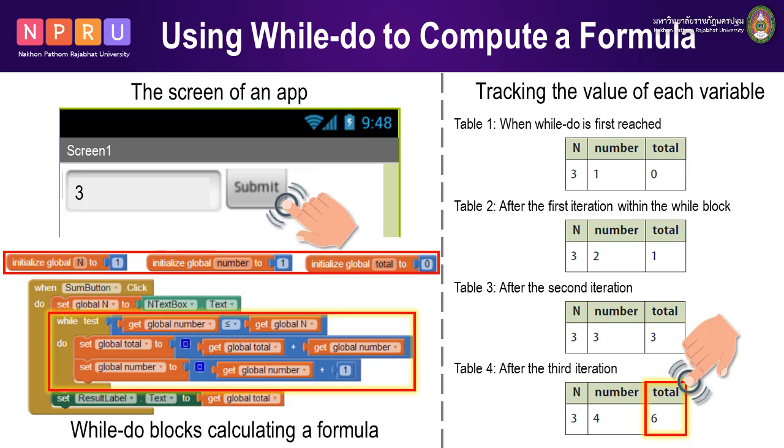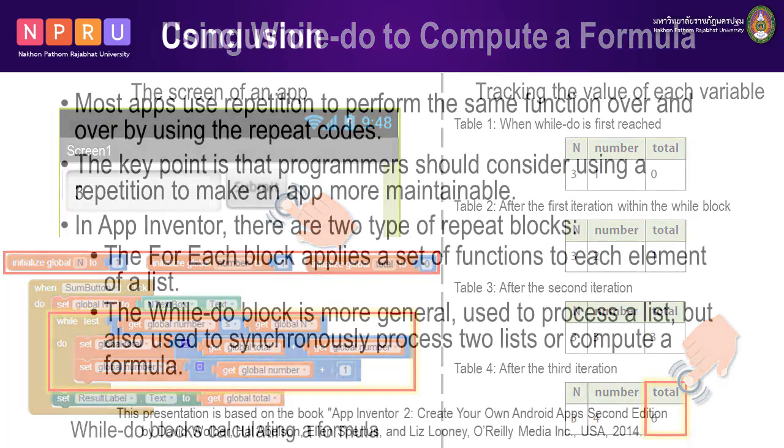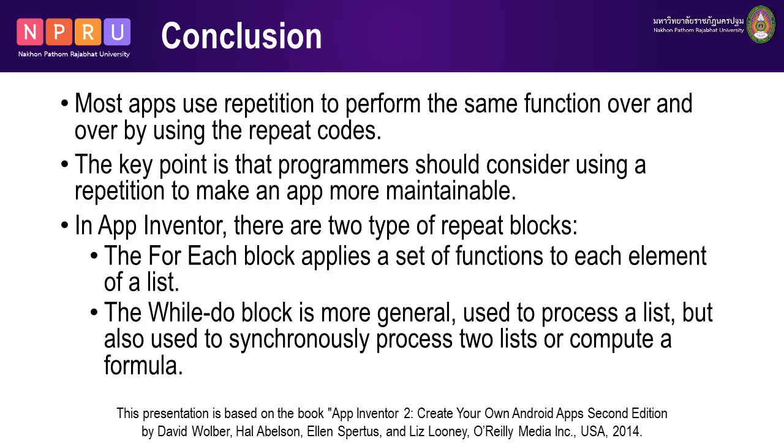Finally, we'll take a look at the conclusion of this lesson. In conclusion, we learned how to program an app to repeat the same function by using the repeat blocks. For example, bank accounts are processed to accrue interest, grades are processed to compute student grade point average, and there are countless other everyday examples for which computers use repetition to perform a task. The key point is that programmers should consider using repetition to make an app more maintainable.